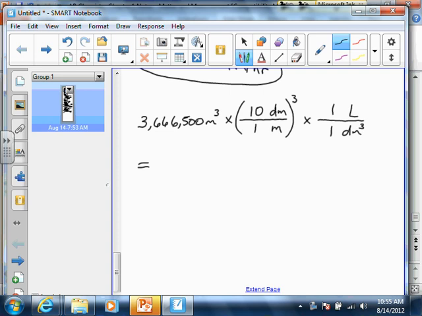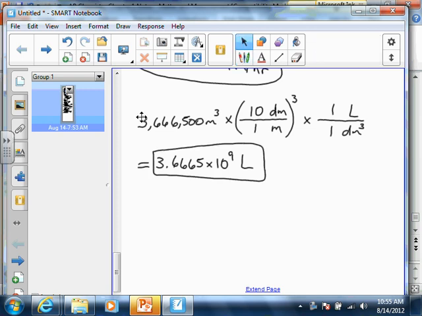So what I'm getting here, and I probably should have been able to do this one in my head, is 3.6665, that's a big decimal, times 10 to the 9th liters. So that's my answer for that one.